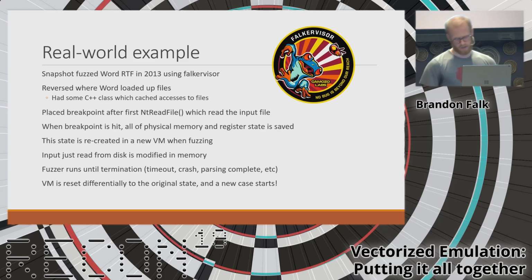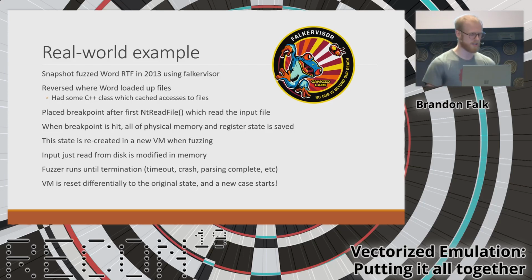So I ended up finding that Word has this caching C++ class where they allow you to read files and they cache up the random accesses that are performed in it. I ended up hooking right after NtReadFile in that routine. Once I saw that read come through, I took a snapshot and saved off the whole state. Then I bring that back in a new VM, load up all the registers and memory again, modify only the memory that contains the input, and resume execution.